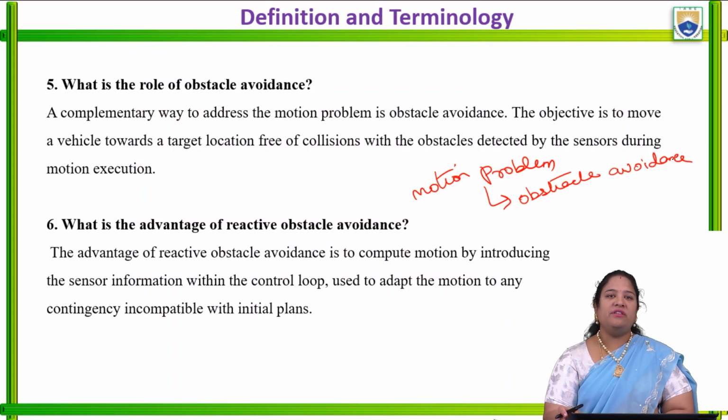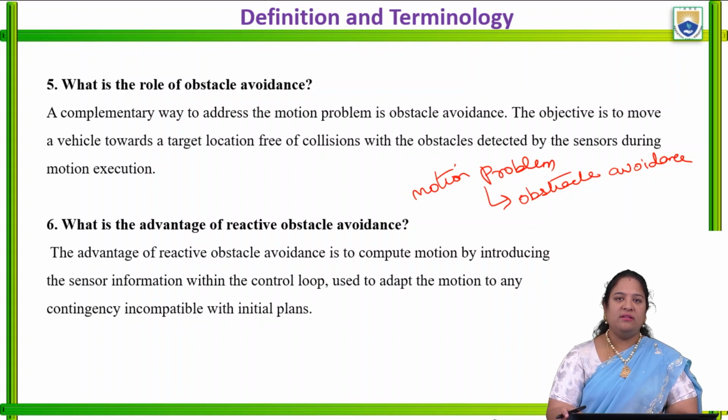The main objective is to move a vehicle towards a target location which is free of collision with the obstacles detected by the sensors during motion action. That is, when the robot is moving, it should detect with the help of the sensor where the obstacle is and it should avoid that particular obstacle or the collision and reach the destination point. Right? That is known as obstacle avoidance.